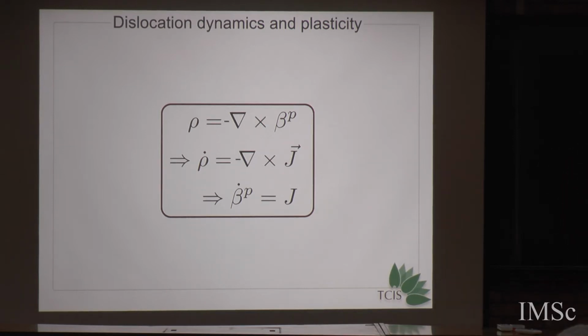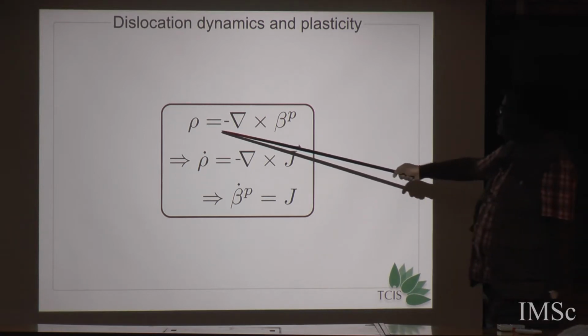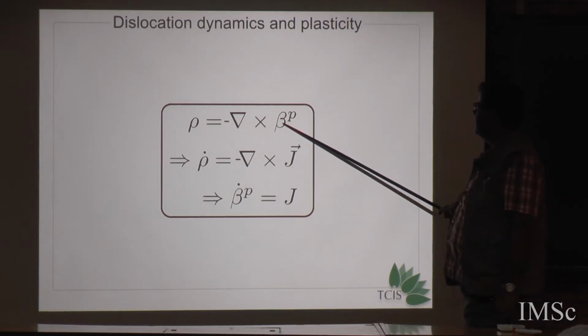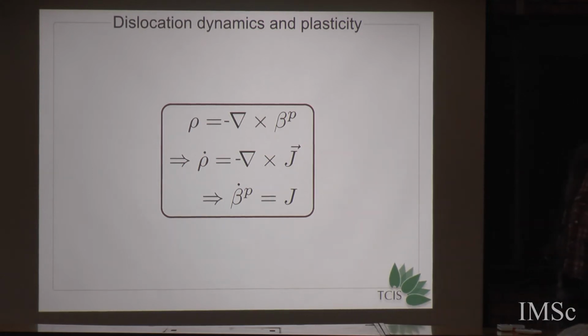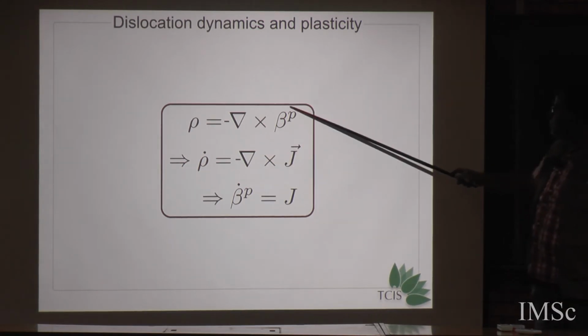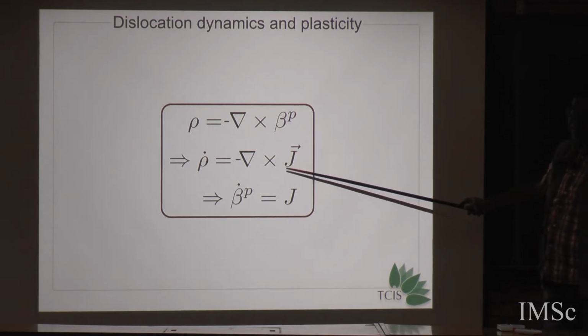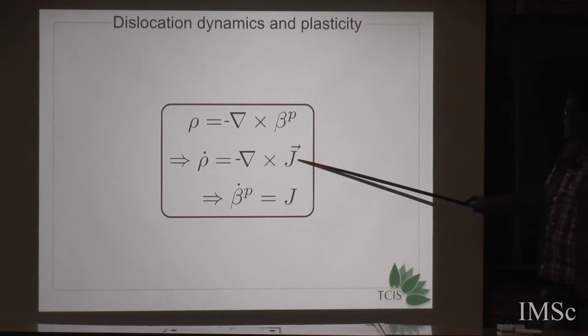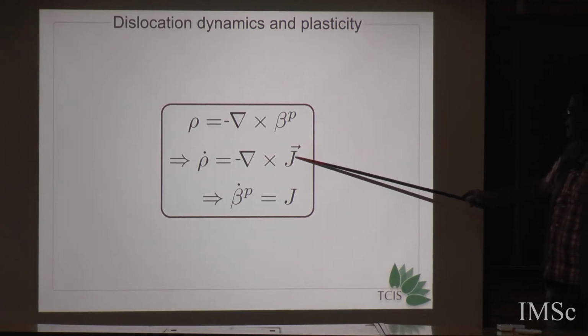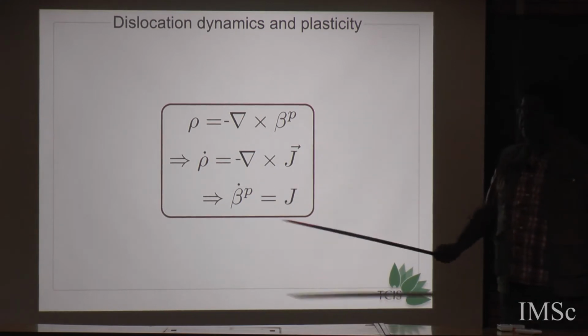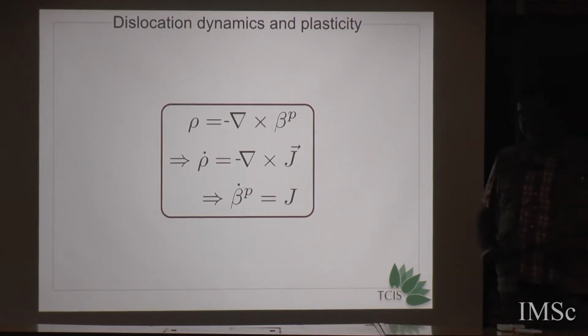Now dynamics. So the dynamics is done very simply. So we know that the dislocation density tensor is the curl of the plastic distortion field. Take time derivatives of both. So this thing is now the dislocation current density. I'm sorry I have used the same notation, but this is not the electrical current density, this is the dislocation current density, and that is given just by the time derivative of the plastic distortion field.